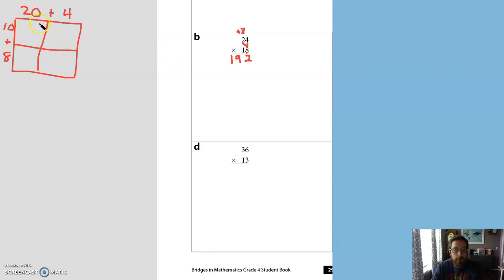So right now I just did 8 times 4 is 32. And then I really did 8 times 2, but that 2 is 20. So 8 times 20 is 160. So right now, these two added together get my 192.